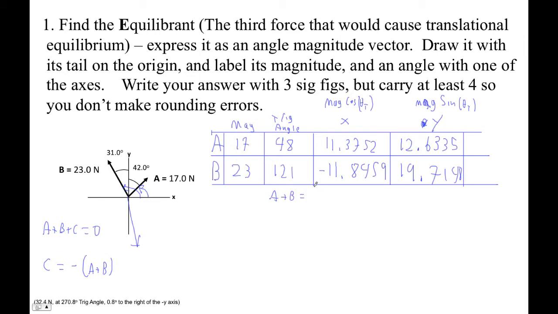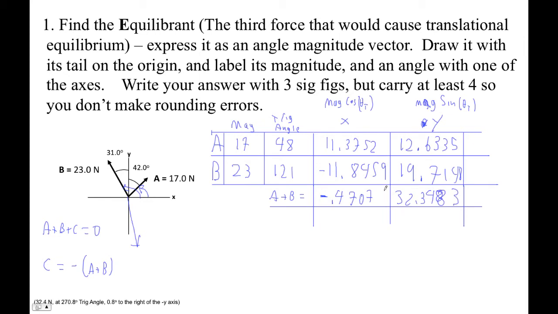Okay, so then A plus B is equal to 11.3752 minus 11.8459. This is fraught with opportunities to round off incorrectly. So that's negative 0.4707. And then 12.6335 plus 19.7148 is 32.348. Really, you need a spreadsheet is what you need, right? If you had like a Casio ClassPad, those have spreadsheets in them.